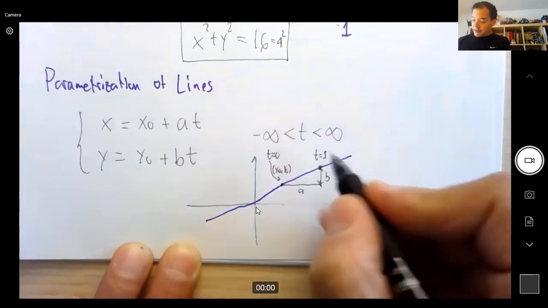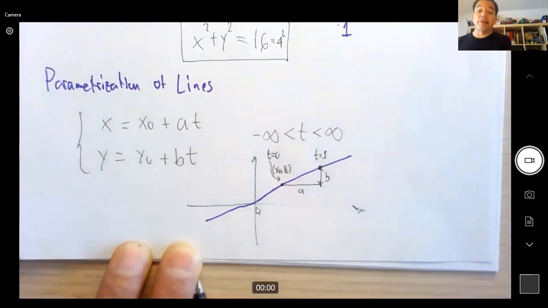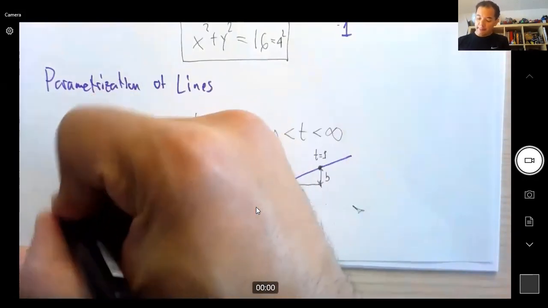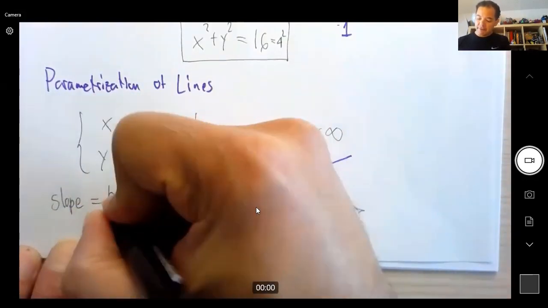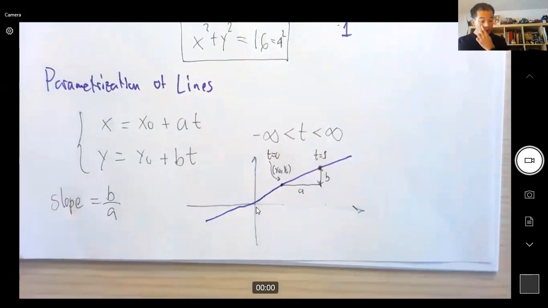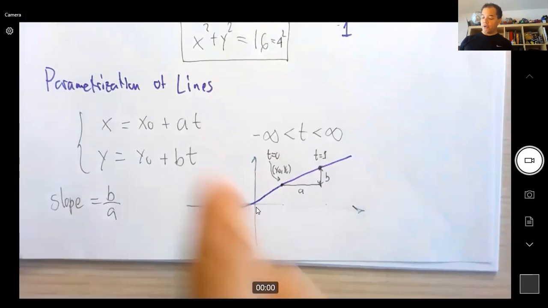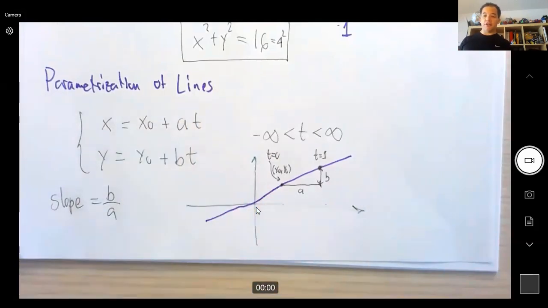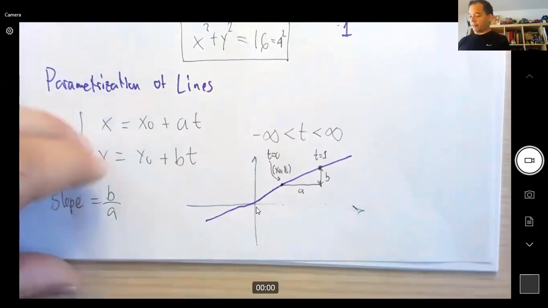So b over a is then the slope. So the slope is b over a. All right? Is that clear? So that's a pretty easy way to go from regular lines that we know. So if you know a point and a slope, you can write these parametric equations. And also, if I give you these parametric equations, you can come up with the other one. I'll show you an example.